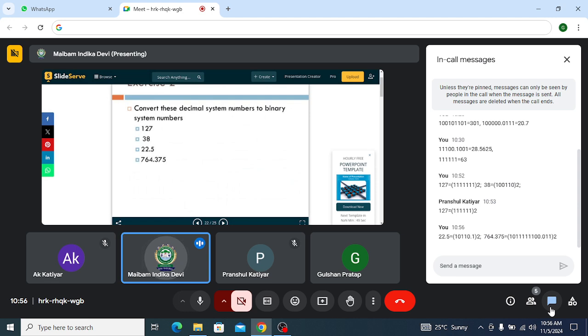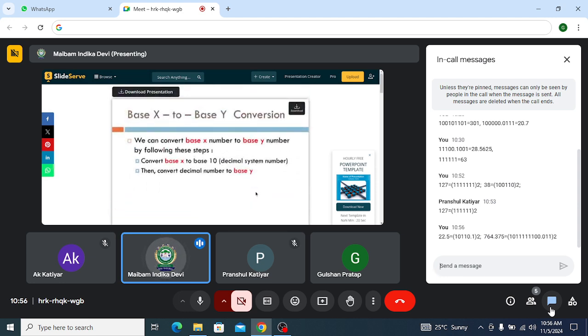Gulshan Pratap has found the answer: 10110.1. Okay. Yeah, so Gulshan Pratap has solved the question. You too, Anwar, Ansul and Pransul, you also try to check it out. Okay, let's proceed with the next one.